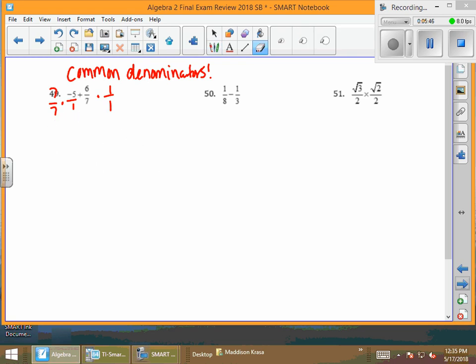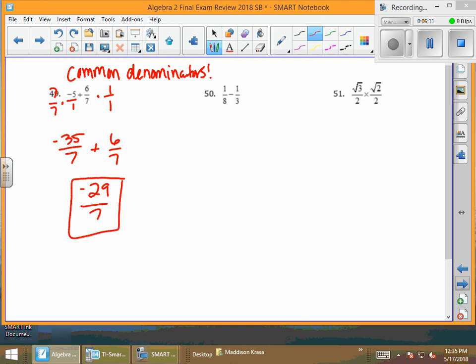So my -5 over 1 is going to turn into -35 over 7 once I multiply. And then my 6 over 7, that'll stay 6 over 7 because multiplying something by 1 doesn't affect it. Then we do -35 plus 6, and we get -29 over 7, and that's our final answer.